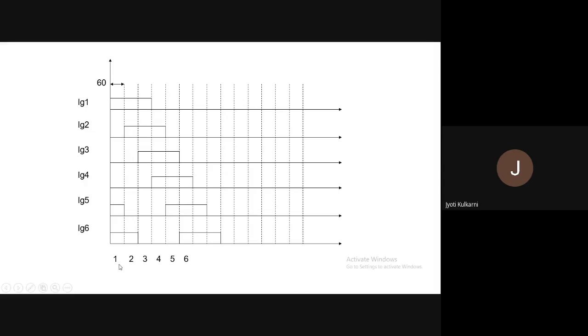1, which three SCRs are in conduction? In interval number 1, see, in this interval number 1, which SCRs are in conduction? SCR1; 2 is off, 3 is off, 4 is off, but 5 is on, and 6 is also on. So in interval 1, 1, 5 and 6 are in conduction mode.